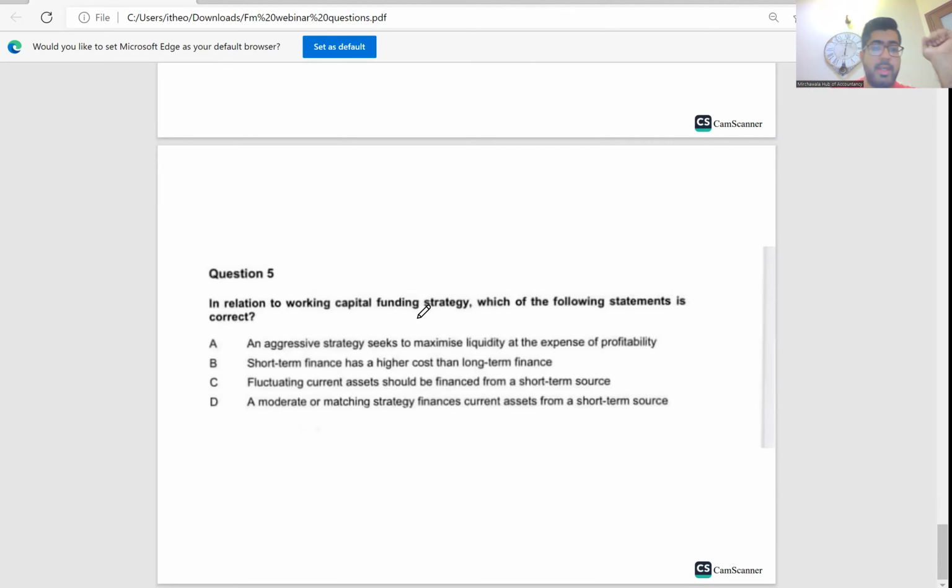An aggressive strategy seeks to maximize liquidity at the expense of profitability. Short-term finance has a higher cost than long-term finance. It's not necessarily the case that short-term finance always has a higher cost. Fluctuating current assets should be financed from short-term. This is written in my notes: permanent assets through long-term, and fluctuating assets, which you only need for a short time period, should be financed from a short-term source.